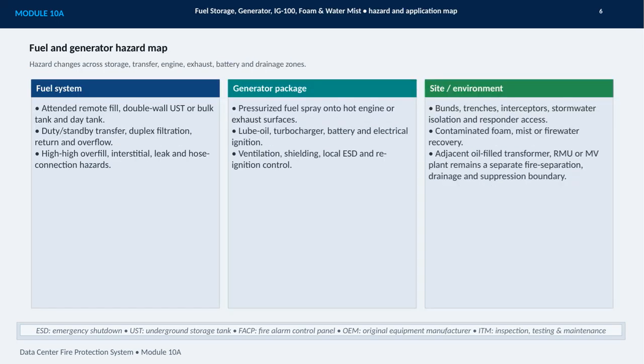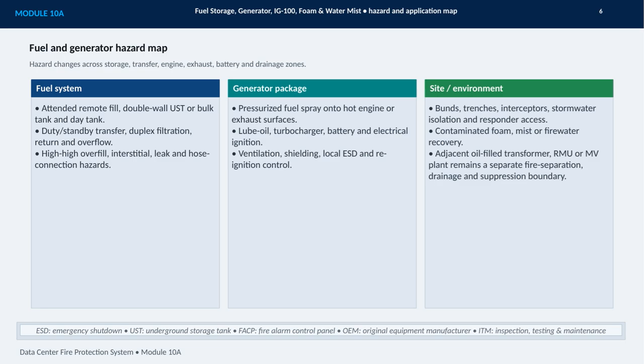This slide maps the main fire and environmental hazards associated with fuel storage and generator systems. The key idea is that the hazard changes as fuel moves through the site, from storage and transfer to the engine, exhaust, batteries, and drainage areas. The fuel system requires controlled filling, suitable tank arrangements, reliable transfer and filtration, and protection against overfill, leaks, and hose connection failures. These safeguards help prevent both fuel release and uncontrolled spread.